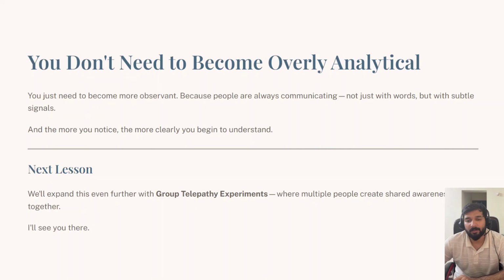You don't need to become overly analytical. You just need to become more observant, because people are always communicating, not just with words, but with subtle signals. And the more you notice, the more clearly you begin to understand.